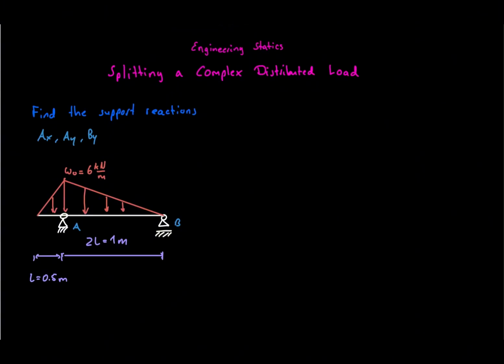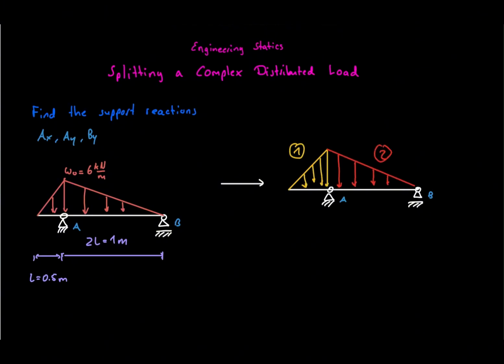Consider a beam with a pin support at A and a roller support at B. The beam has a short overhang to the left of support A. The distributed load reaches its maximum value of 6 kilonewtons per meter directly above support A and decreases linearly to zero at both ends of the beam. Our first step is to split the load into two separate triangles.